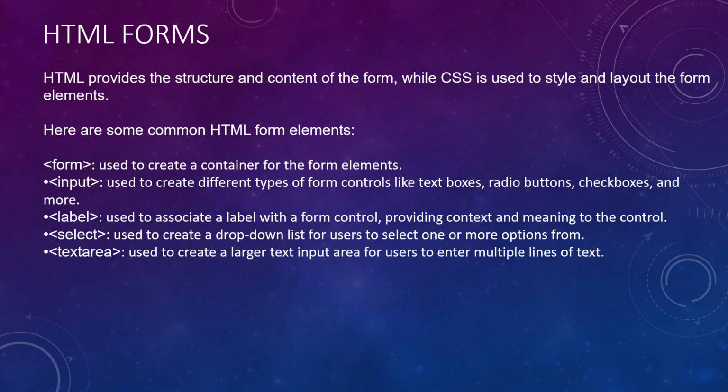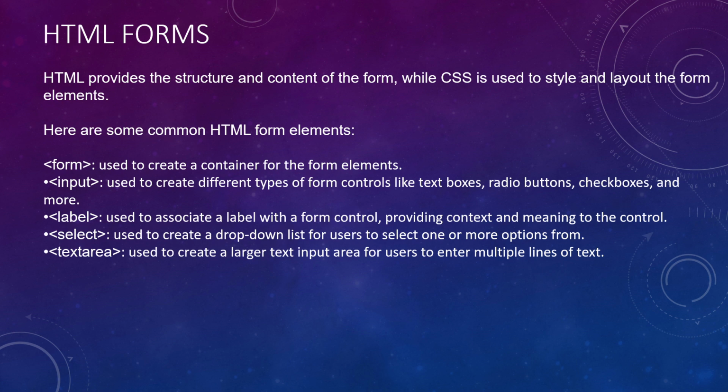HTML forms. HTML provides the structure and content of the form, while CSS is used to style and lay out the form elements. There are some common HTML form elements, that is form, input, label, select and text area. Form is used to create a container for the form elements, and input is used to create different types of form controls like text boxes, radio buttons, checkboxes, and more.